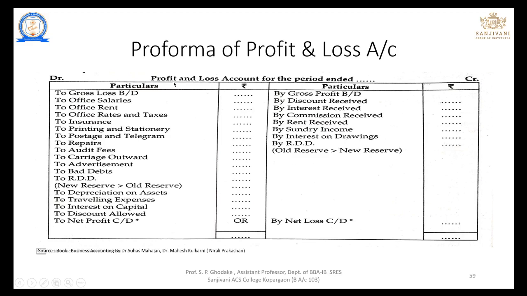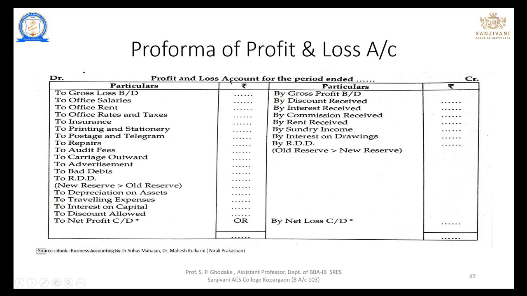So if in the trading account on the debit side we have the gross profit, then that gross profit will be brought to the credit side of the profit and loss account. And if we have the gross loss on the credit side of the trading account, then that will be transferred from the credit to the debit of the profit and loss account.